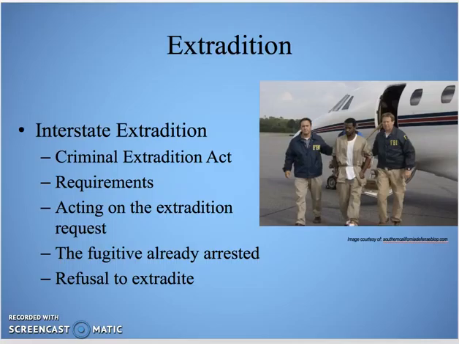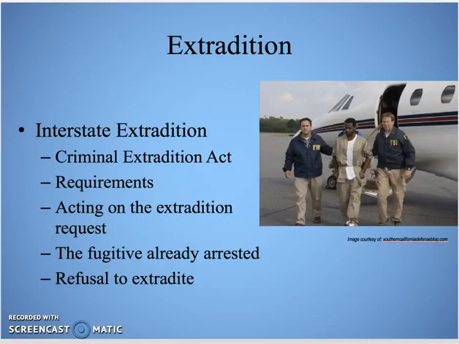It is based on an article within the United States Constitution which provides a person charged in any state with treason, felony, or other crime who shall flee from injustice and be found in another state shall on demand of the executive authority of the state from which he fled be delivered up to be removed to the state having jurisdiction of the crime. Most states have actually adopted the Uniform Criminal Extradition Act.